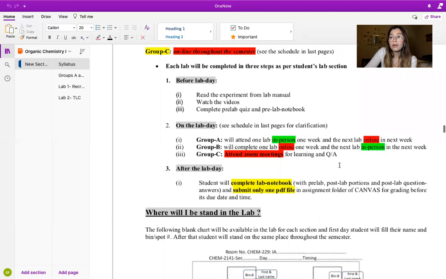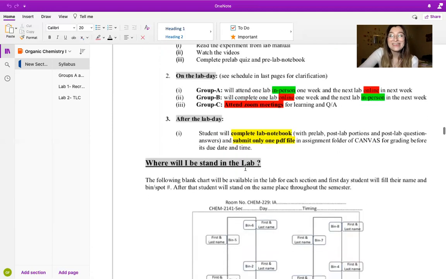On the day of the lab, I already explained this to you guys. It's basically that we're going to be alternating between weeks. I feel like I'm talking so fast. After the lab day, you will complete the lab notebook and you will submit only one PDF file, and you will submit this under the assignment folder on Canvas.